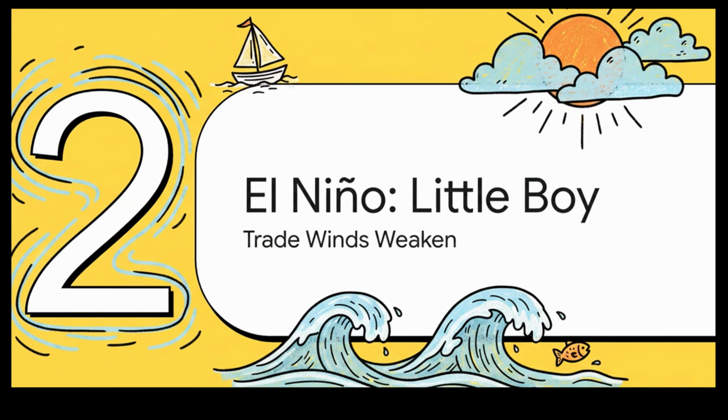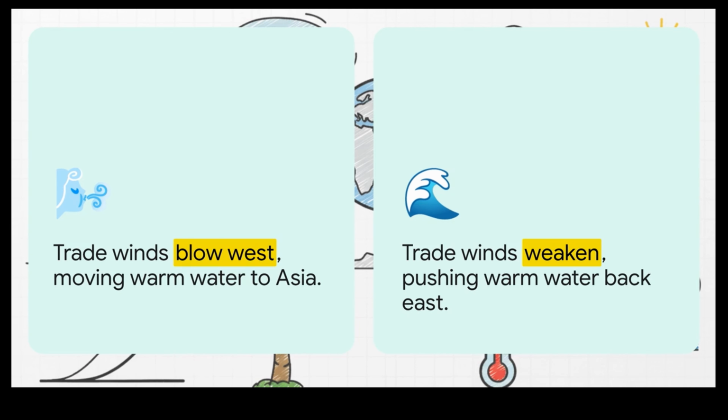Moving on to Section 2, El Niño, little boy. Trade winds weaken. Notice the direct contrast here. During an El Niño event, our giant fan, the trade winds, suddenly weakens. Imagine turning that fan down to low, or actually, maybe even turning it off entirely. All that warm water that was pushed up against Asia, gravity takes over, and it sloshes right back east across the bathtub, pulling up against the west coast of the Americas.